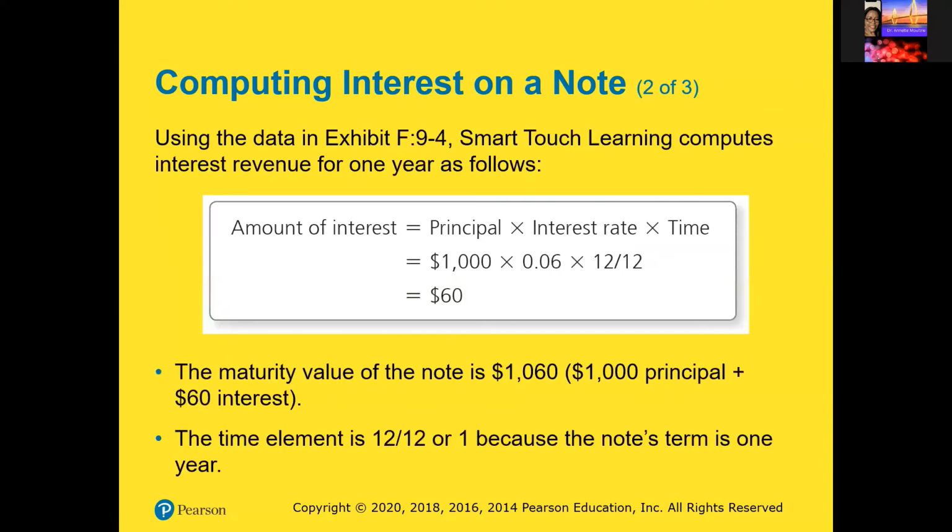Now, using the data in Exhibit 9-4, Smart Touch Learning computes interest revenue for 1 year, as you see here. $1,000 principal times the interest rate, which is 6%, times 12 over 12. That's for a year. So the maturity value of the note is $1,060, because $1,000 times 6% times 12 over 12 is equal to $60. The time element is 12 over 12, or 1, because the note term is 1 year.